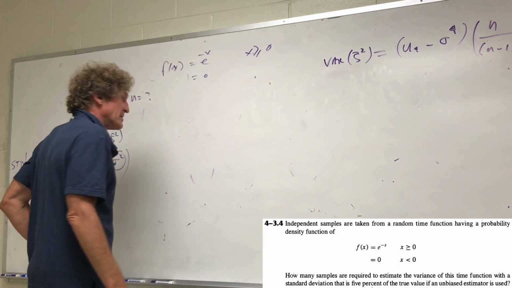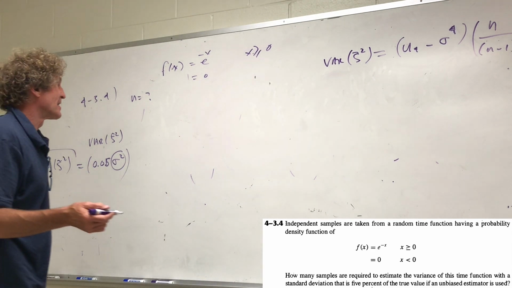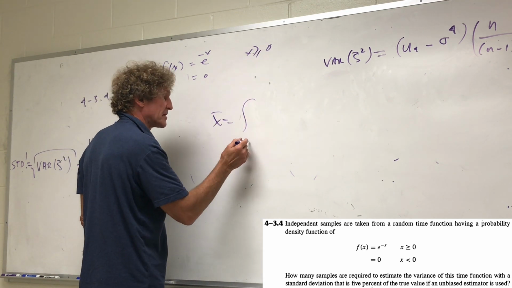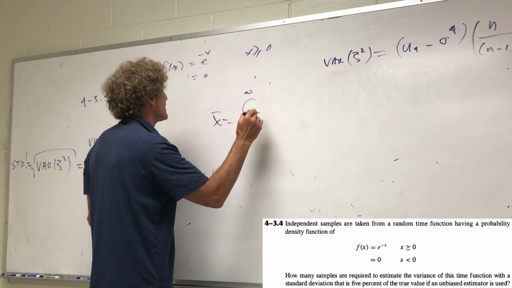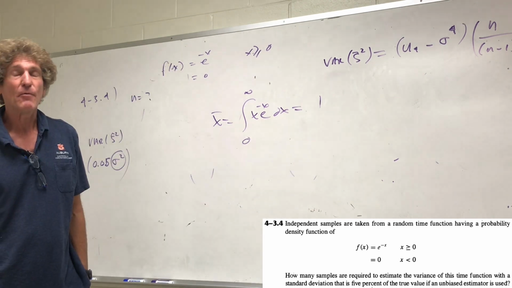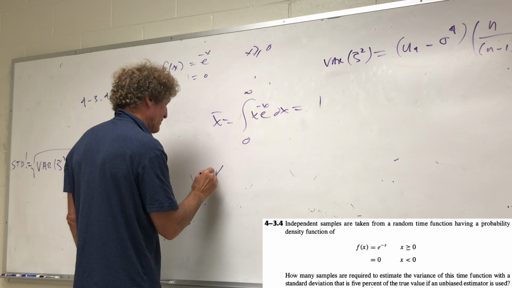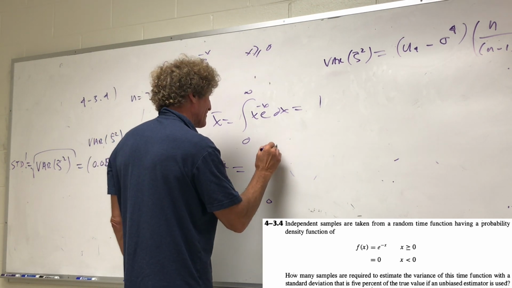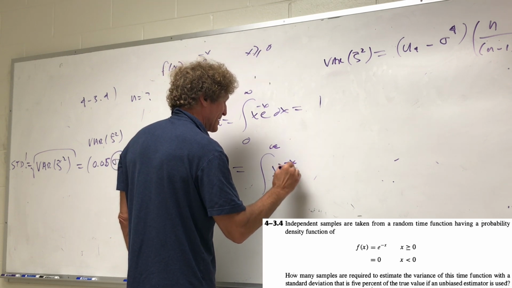What do I need next? So you could get the mean value of the function. How do you get the mean value? You do the integral from 0 to infinity of x times e to the negative x dx, which is 1. Now you need what? You need that x squared value. How do we get the x squared value? Do it again. X squared mean? I'm going to go from 0 to infinity of x squared e to the negative x dx.